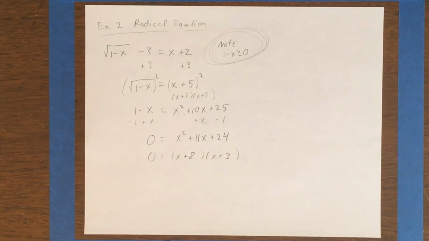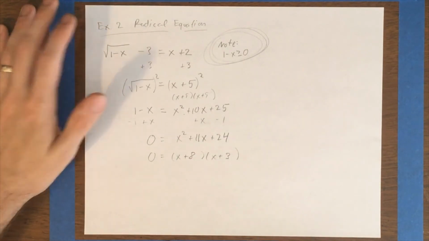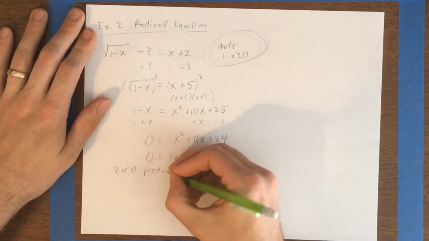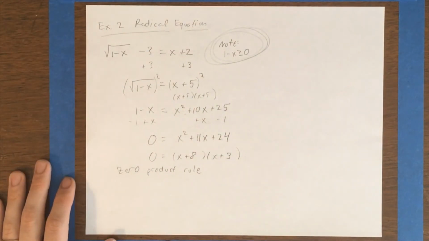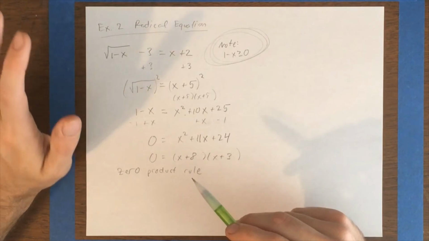So now we can apply another really handy-dandy tool in algebra, which is the zero product rule. Let's write that down. Zero product rule. There's other names for it, like the zero product property or something like that. You may encounter this by a different name, but it's a very simple concept.